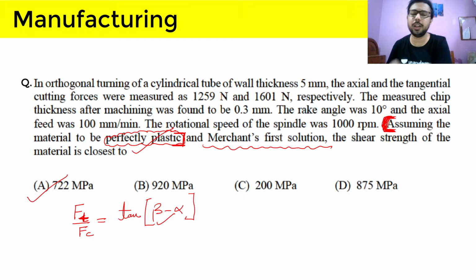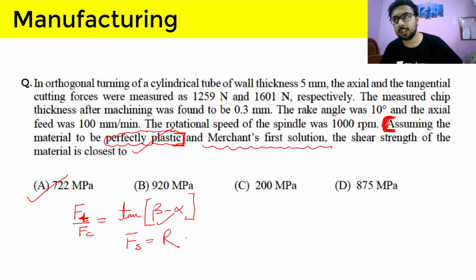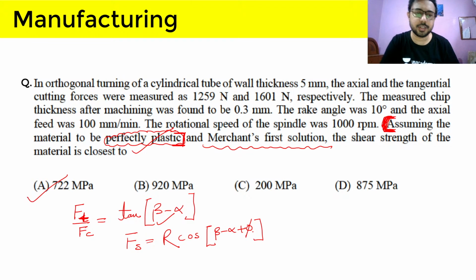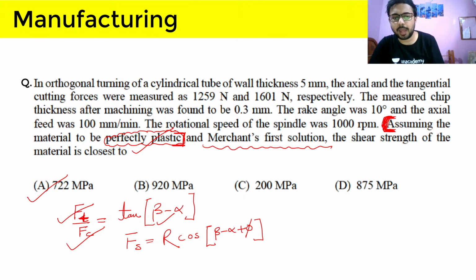You can easily calculate beta from here, and you have to also remember, or you can just see the Merchant circle and find this, that Fs, the shear force, is equal to R times cos of (beta minus alpha), where R is the resultant. And the resultant you can easily calculate by taking the square sum of Ft and Fc and just taking the square root. So that's it.